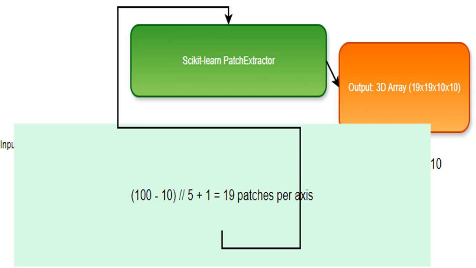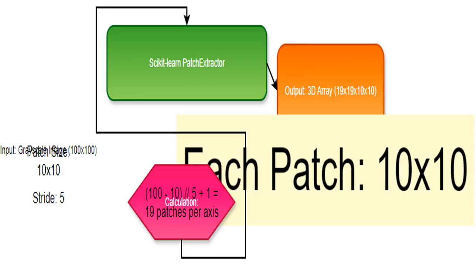To figure out how many patches I get along each edge of the image, I subtract the patch size, 10, from the image size, 100, divide by the stride, 5, and then add 1. The // operator means integer division, so I only get whole numbers. This gives me 19 patches along each side. Every patch that I extract will have dimensions of 10 pixels by 10 pixels, as I have already specified.